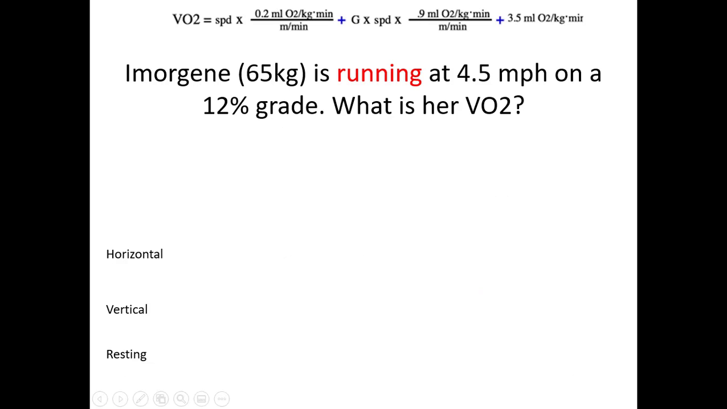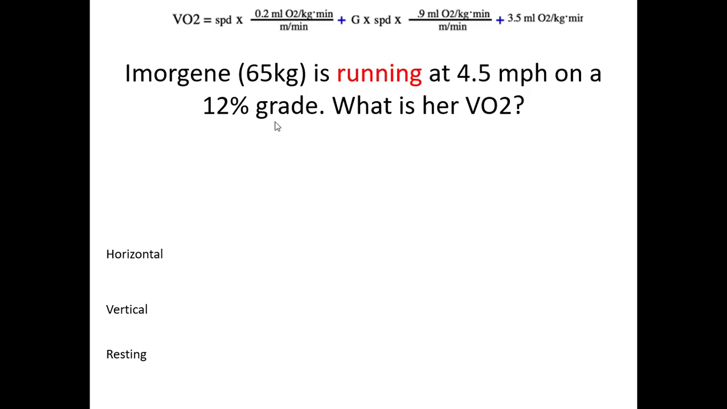So why don't we just practice together? This is the equation. Imagine a person, 65 kilograms, running at 4.5 miles per hour. Dr. Kwon, can you run 4.5 miles per hour? Yes, because it has a 12% grade. In that case, this person must run, right? So we need to use the ACSM running equation. Does it make sense, class?